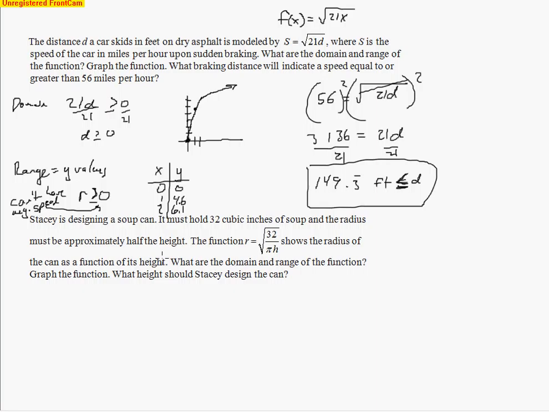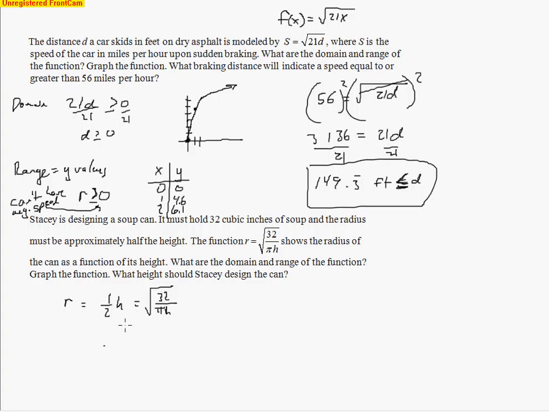Here it says that Stacy's designing a soup can, and it must hold 32 cubic inches of soup. And the radius must be approximately half the height. So let's go ahead and say the radius is equal to 1/2 the height. And so I know that radius equals this, so I'm going to put in place of the radius 1/2 the height equals the square root of 32 over pi h. And we're taking the square root of that.